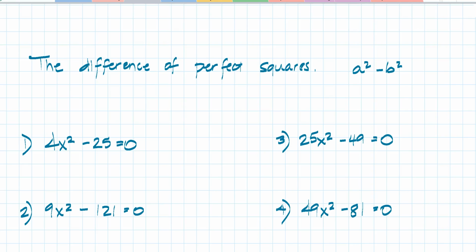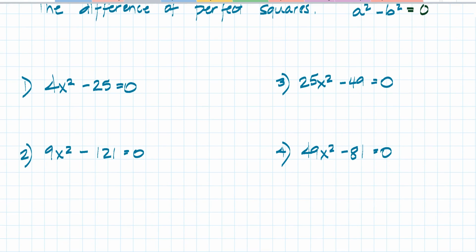Hi there, I want to do a quick video on how to factor when you have the difference of perfect squares. We've talked about this a little bit. They're pretty special because you're going to have two answers that are opposites of one another. But we're not going to get into graphing. Let me just show you quickly how to factor that.